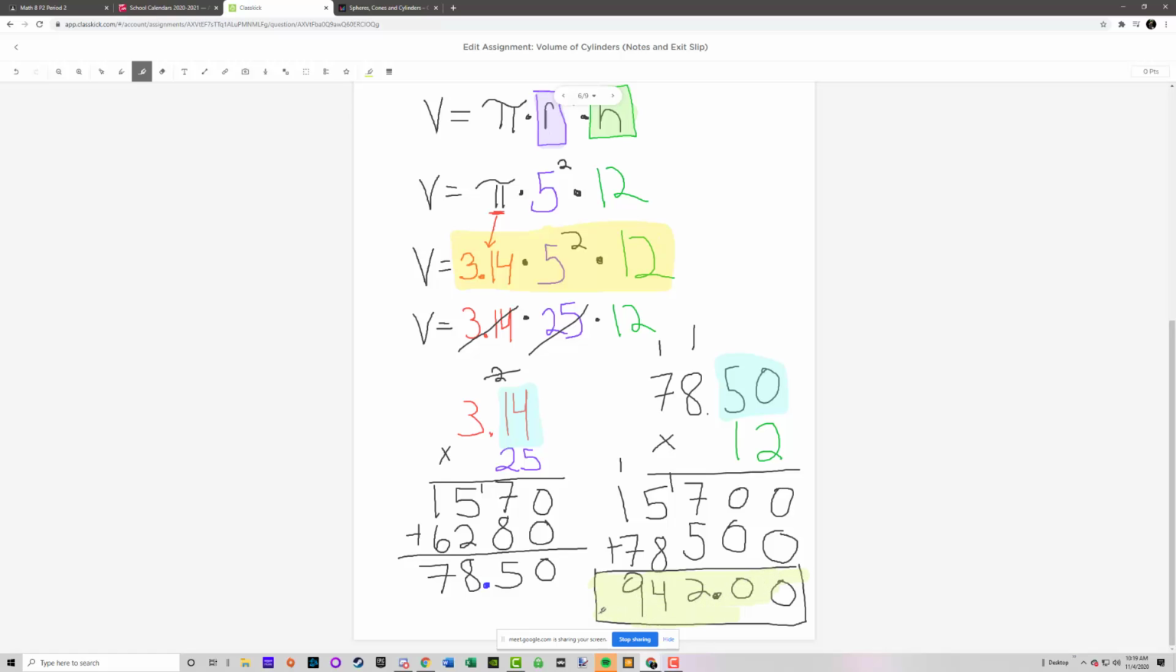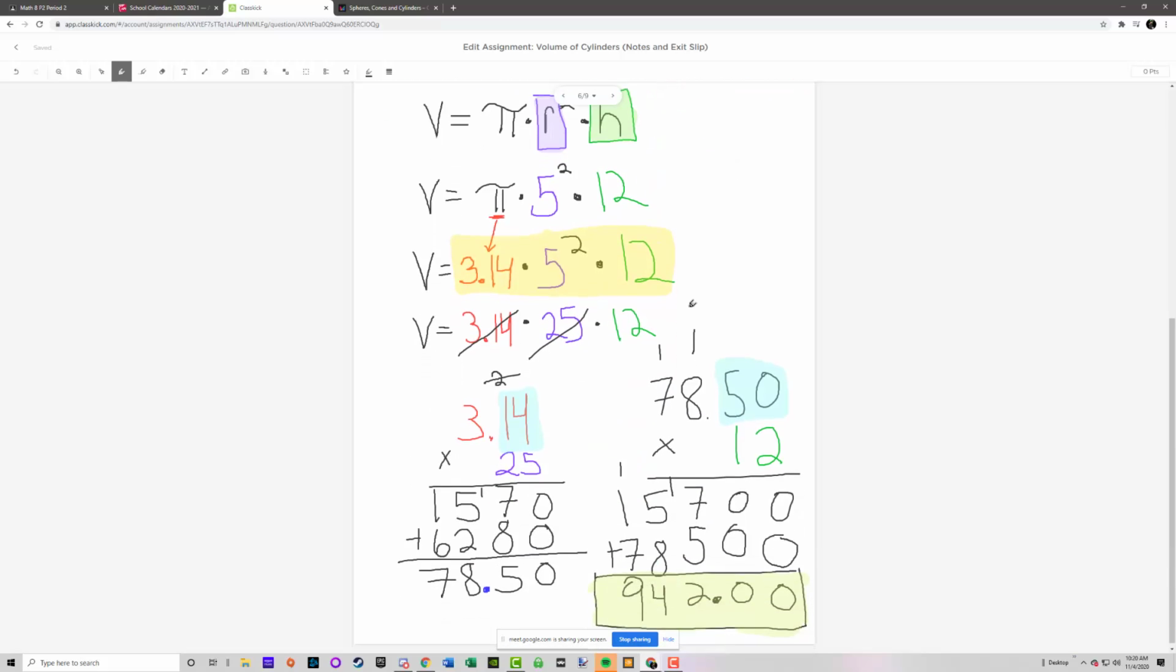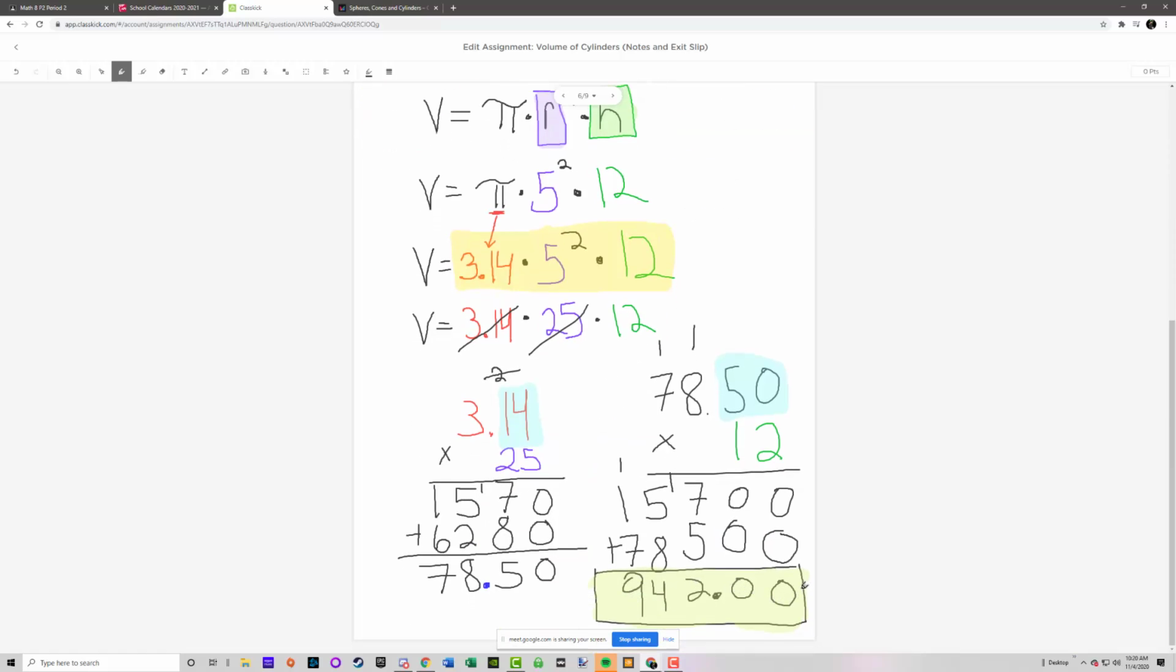Okay, and it actually just occurred to me that I did not put units for this, and Mr. Baca would be very disappointed in me if he knew that that were the case. So we'll just pretend that this is 5. We'll put 5 what? Centimeters? Go with feet. So we'll say this is 5 feet, and this is 12 feet. So the volume of this cylinder is 942 feet.